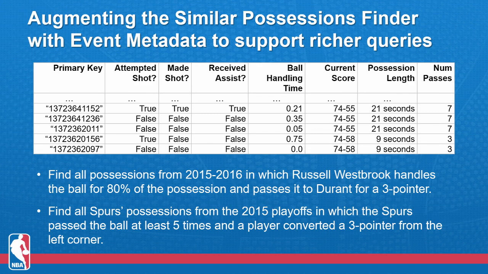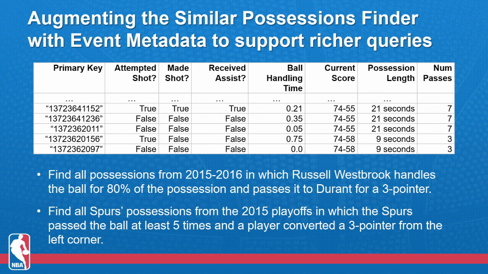We augmented our specific instance of the Similar Possessions Finder with SportVU event metadata in order to support even richer queries. In addition to the trajectory embedding and essential possession metadata, each row also contains information about what else happened in the possession. Did the player give or receive an assist? Did the player get a rebound? How many passes were in the possession? What's the current score? And what fraction of the entire possession did the player handle the ball, and much more.